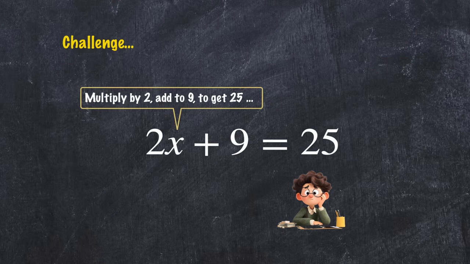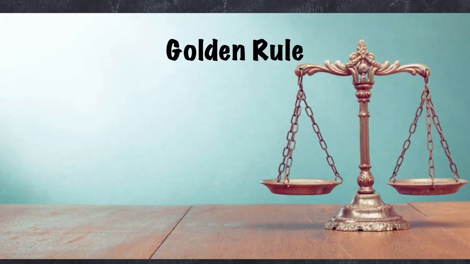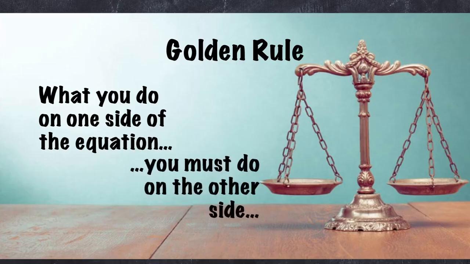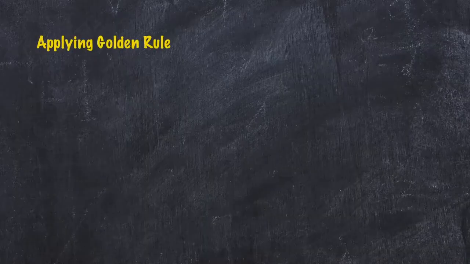And that is where it is important for us to introduce the golden rule of algebraic equations. And the rule is that when we are solving an algebraic equation, whatever we do to one side of the equation, we must do the same thing to the other side of the equation. What does this actually mean? Let's apply the rule in solving this question.